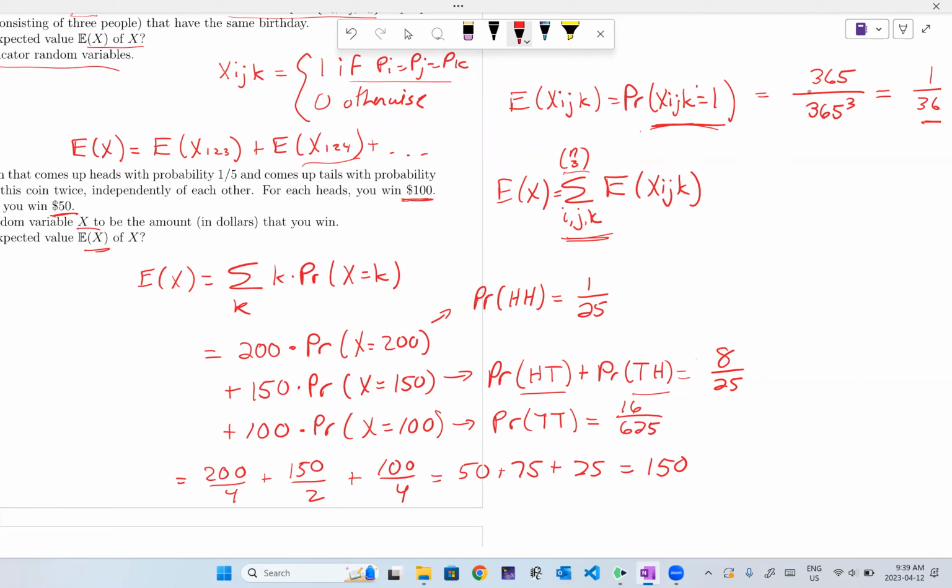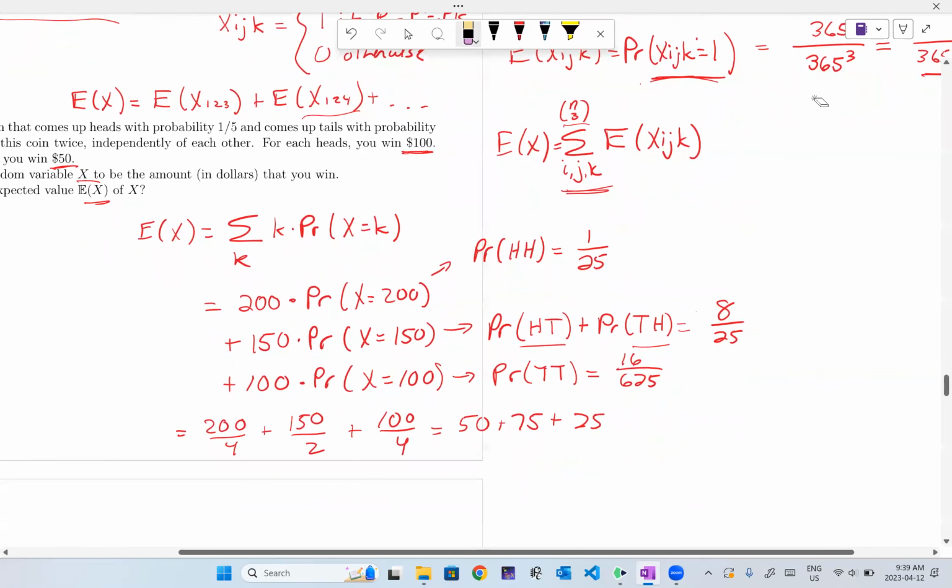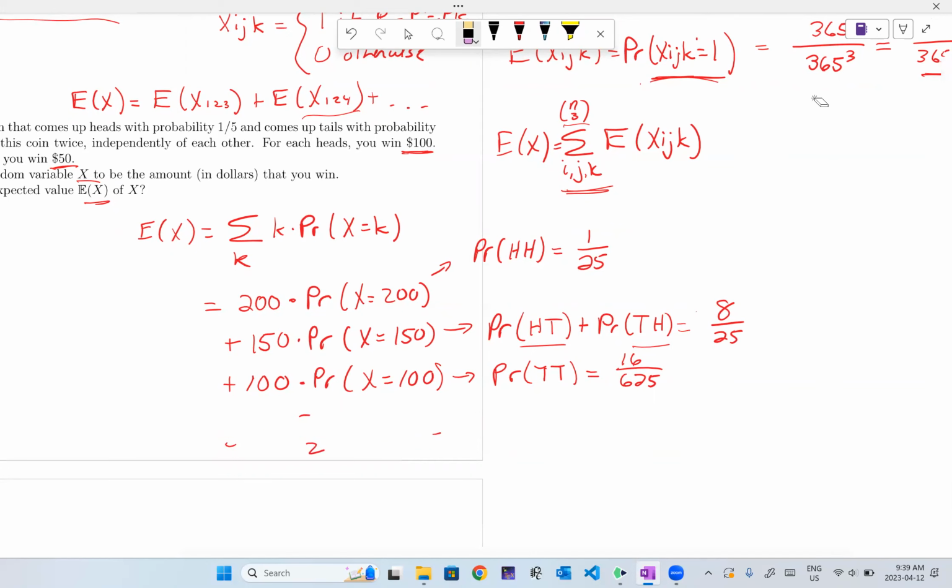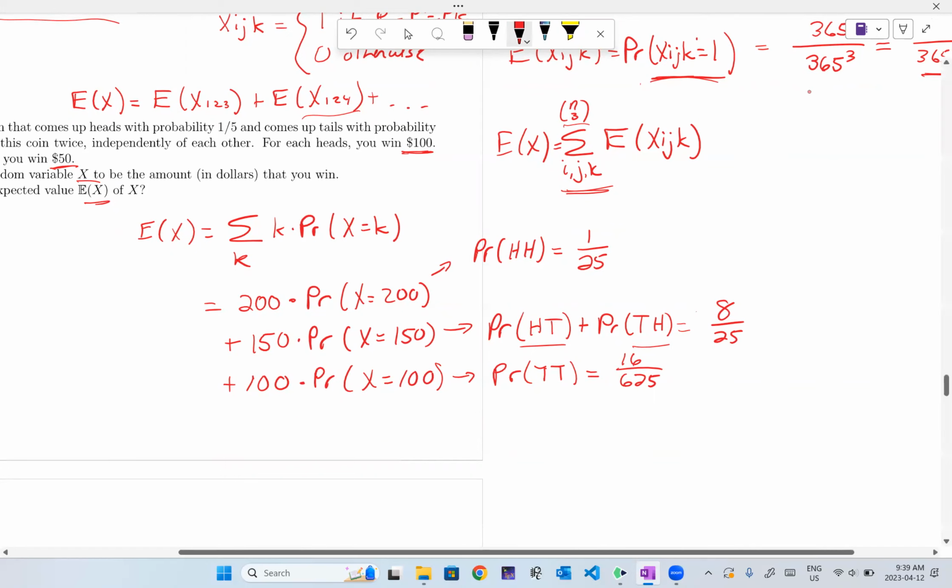Now I need a calculator. All right, I'm not going to compute that. So at this point, though, you could compute this if you had your calculator. I'm going to show you the easier way.